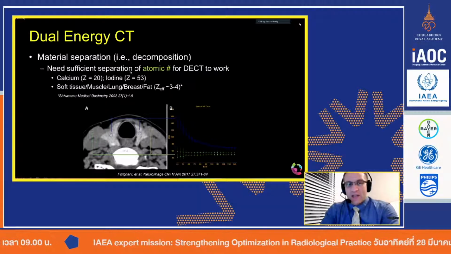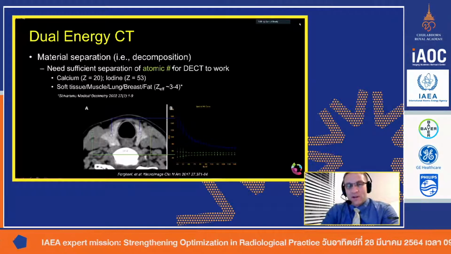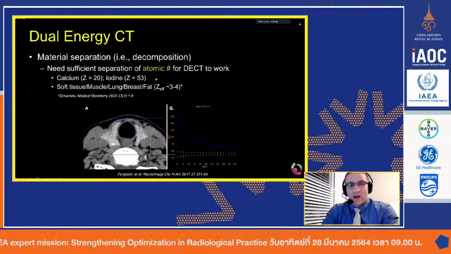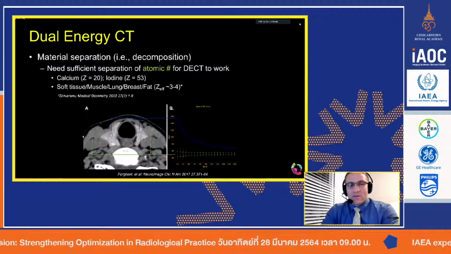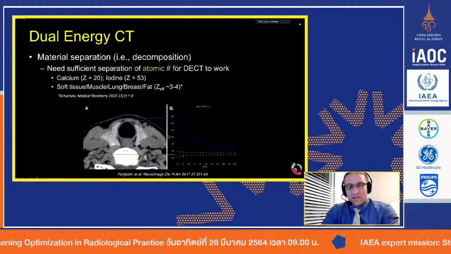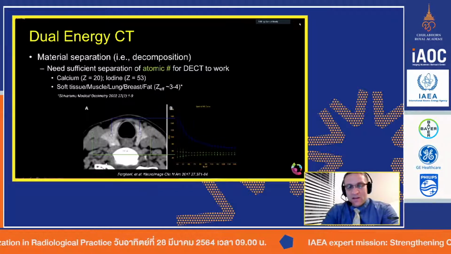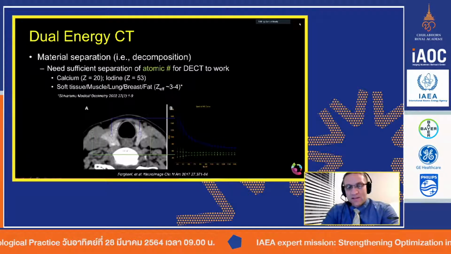Now, the other aspect of this is it depends on the atomic number of the material we're trying to identify. And so what we're going to do here, as you see in this image of the neck, the thyroid is somewhat enhanced.